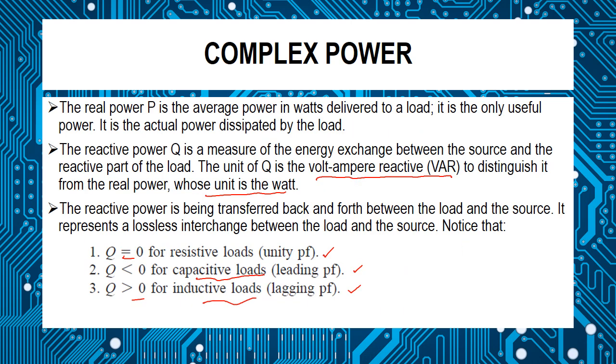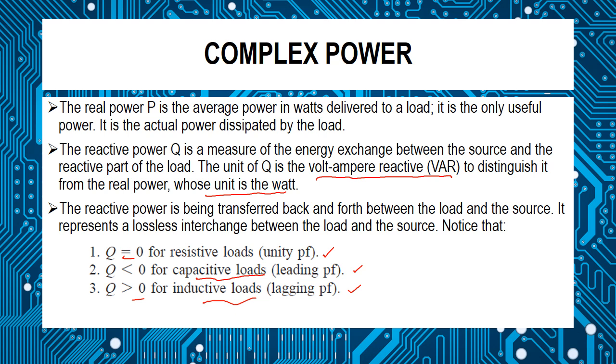So the real power P is the average power in watts delivered to a load. It is the only useful power. It is the actual power dissipated by the load. The reactive power Q is a measure of the energy exchange between the source and the reactive part of the load. The unit of Q is volt ampere reactive. Take note, volt ampere reactive. Distinguish it from the real power, whose unit is watts. The reactive power is being transferred back and forth between the load and the source. It represents a lossless interchange between the load and the source.